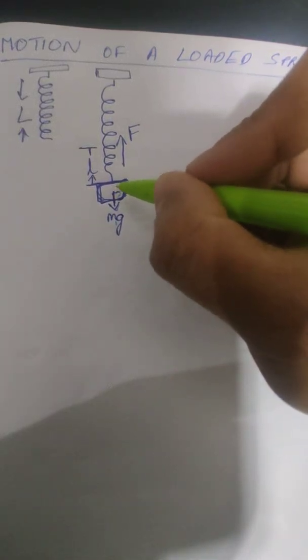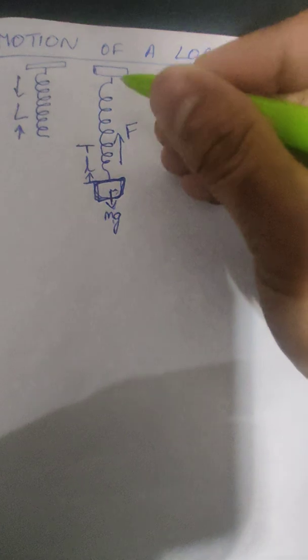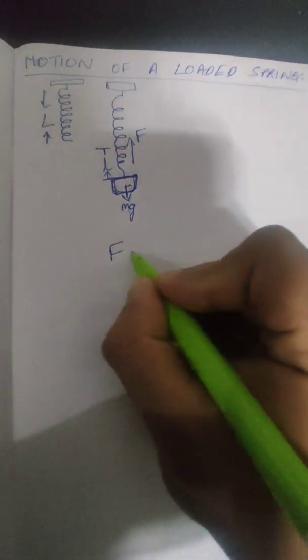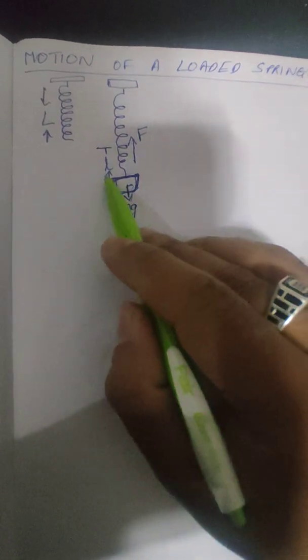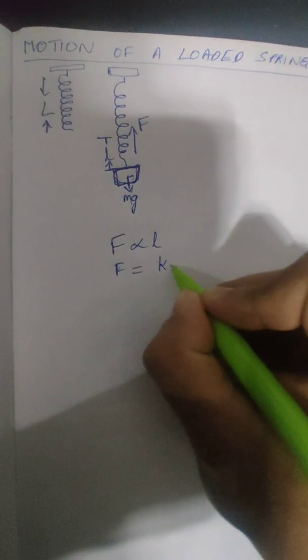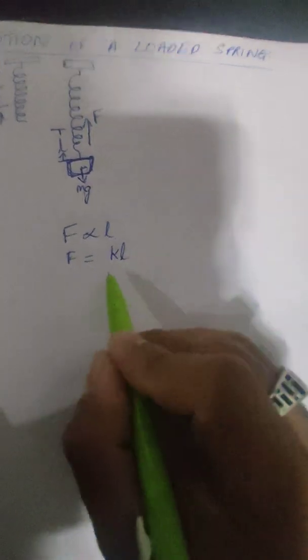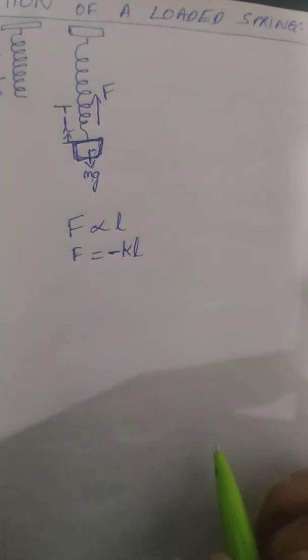So the weight is pulling the string downwards, but if we let go of it, suddenly the force will pull in the upward direction, right? The string will bounce back, so they are opposite in direction. So according to Hooke's law, the restoring force is directly proportional to the extension produced, the amount of length produced. If we write it with an equal sign, we put a constant term k, which is called the spring constant. But since they are in opposite directions to each other, we put a negative sign, and this k is called the spring constant.